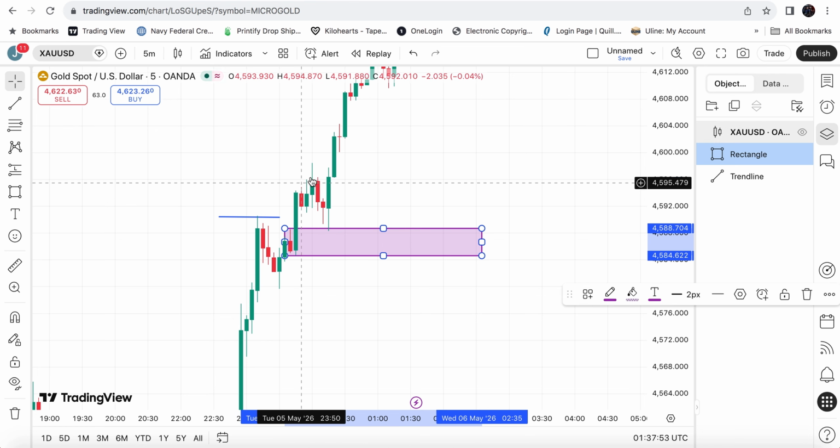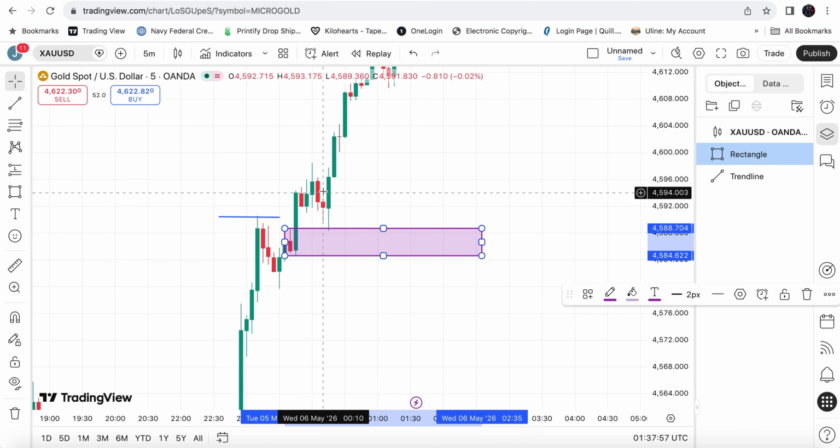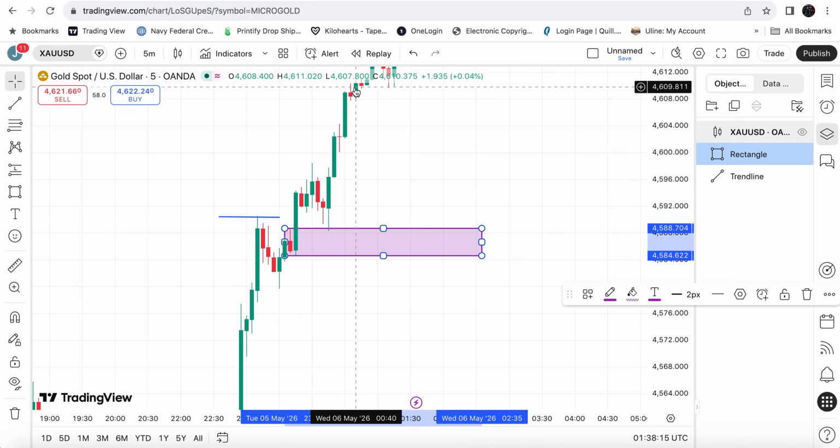And as you can see, price played out. It did a little consolidation. It almost tapped here, but it did tap here. Once upon a time, this candle was originally red and it flipped green. It gave me a tap and it took off in an uptrend.